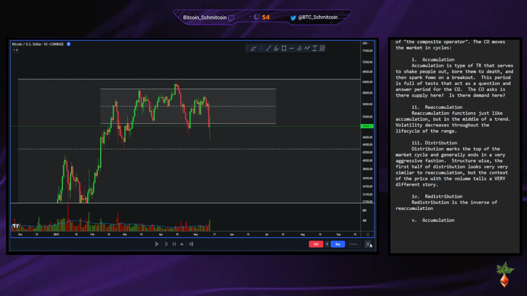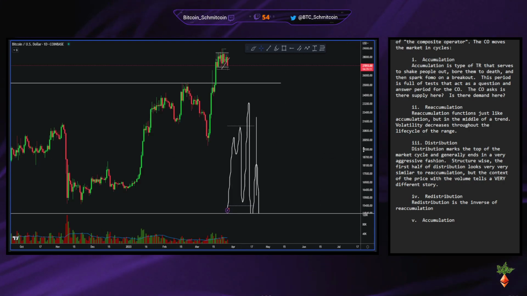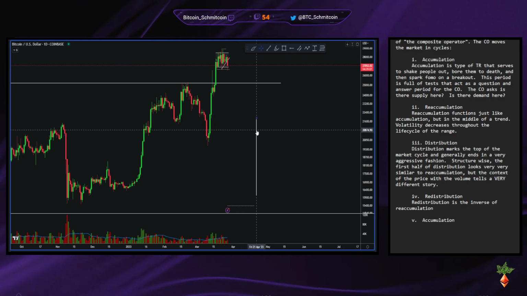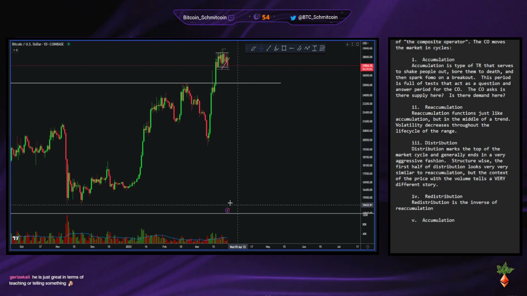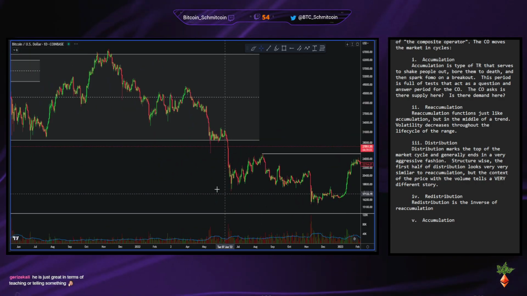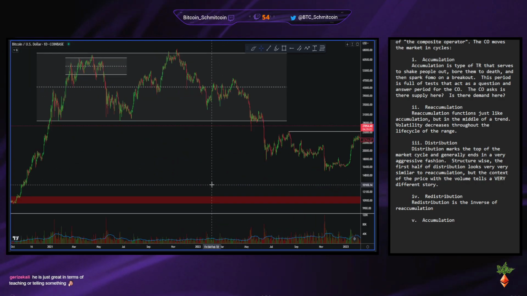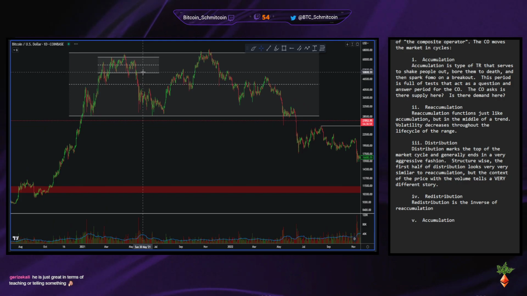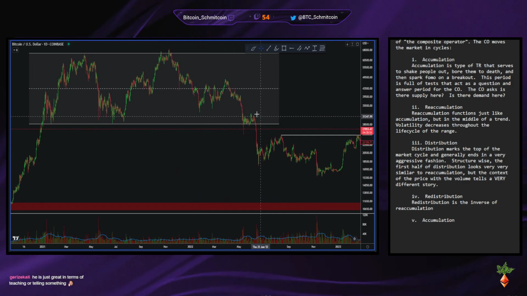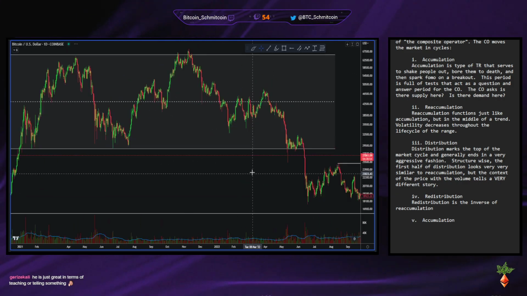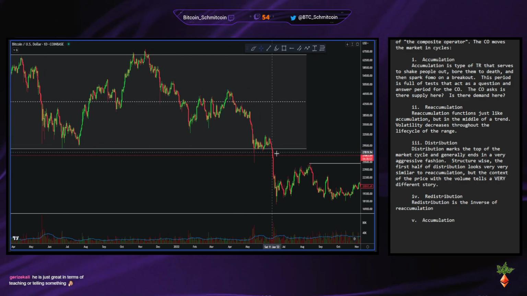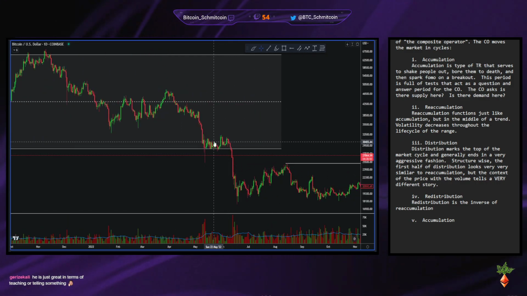So I'll show you an example of redistribution. Can I get rid of you? Get rid of this, boom, boom, boom. So here's a form of redistribution, right? This looks like reaccumulation if we turn our heads upside down.